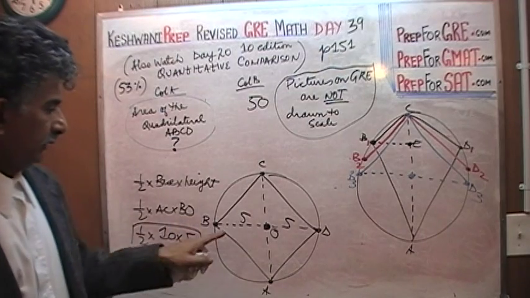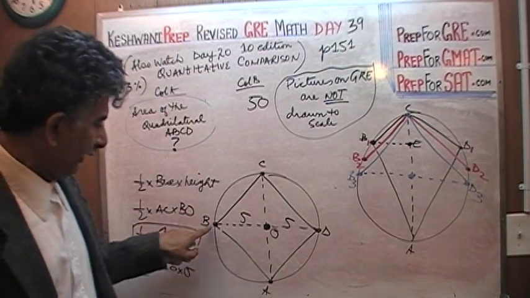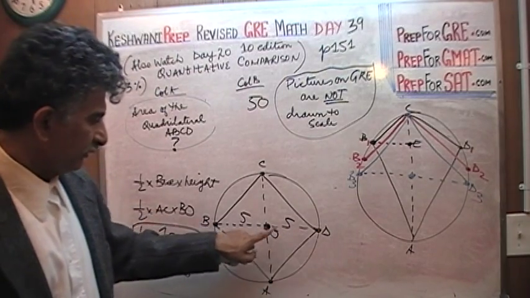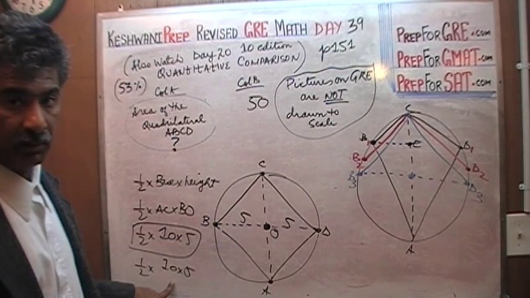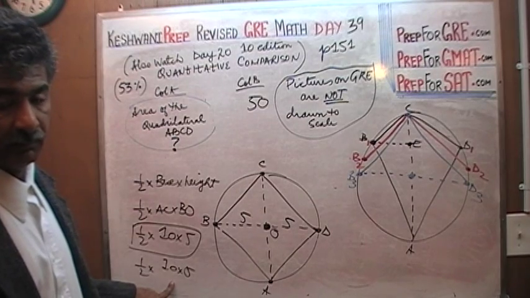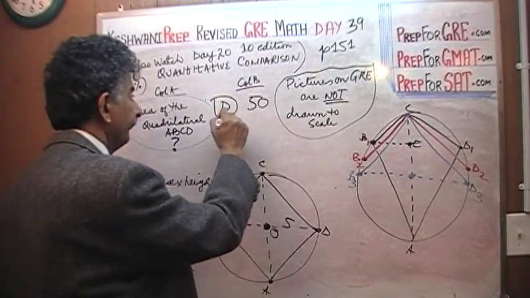So the maximum area that this quadrilateral is going to have, when B and D draw a line which goes exactly through the center, is 50. That's the maximum area this quadrilateral is going to have. But we do not know if it actually does have a maximum area. So even in this case, the answer would be D.